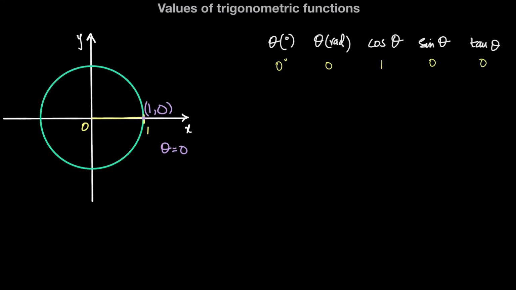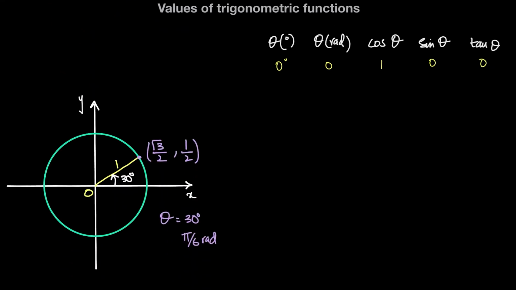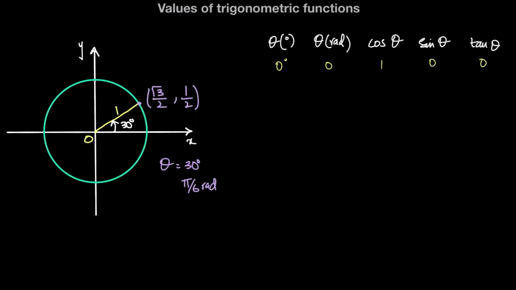Now the next value of theta that we're going to look at is when theta is equal to 30 degrees. Now 30 degrees over here, again, we've subtended the angle counterclockwise or anti-clockwise from the positive x-axis. So we have an angle of positive 30 degrees or pi over 6 radians, since we've learned that pi radians is 180 degrees and 30 degrees is just 1/6 of 180. We can say that 30 degrees is just pi over 6 radians.